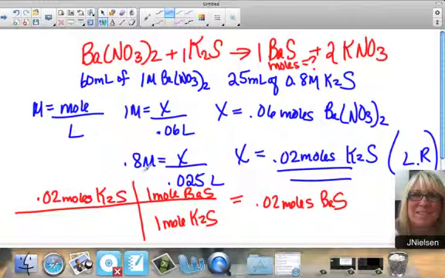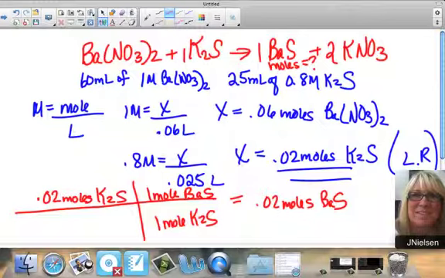Similarly, I could have asked how much KNO3 was produced, and because the K2S and the KNO3 is a 1-to-2 relationship, I could very easily deduce that 0.04 moles of KNO3 would be produced.